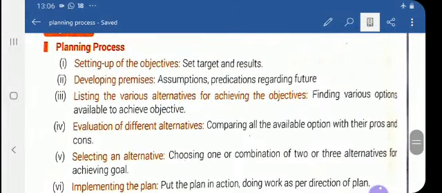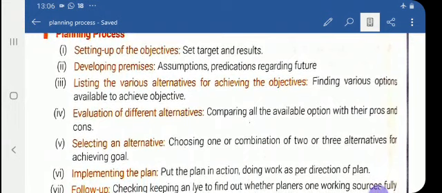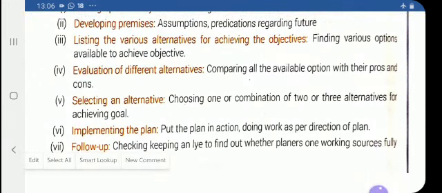So these are all the 7 steps of planning, and that sequence you must remember, what comes first, then second, then third. This is very important. Now once again I am repeating the main points: setting up of objective, then developing the premises, that is the possibility, assumptions, listing the various alternatives available for achieving the objective, then evaluating the different alternatives, then selecting an alternative, implementing the plan and follow up.